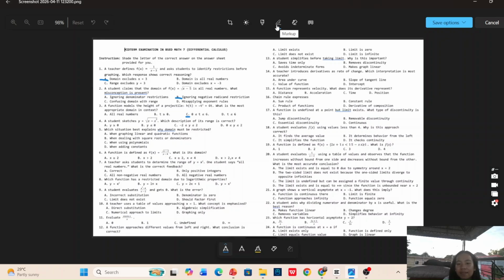Number 18, a student evaluates f of x using values less than 4. Why is this approach correct?